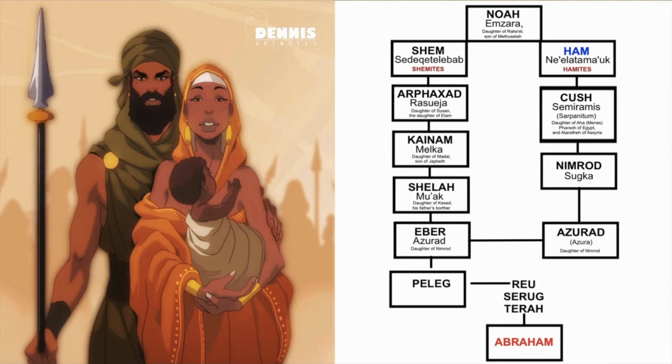And here's just a visual representation of how this genealogy would look from Noah to Shem, all the way down to Eber, and then from Noah to Ham, all the way down to Azurad, this union between Shem and Ham, beginning with Eber and Azurad. Afro-Asiatic.